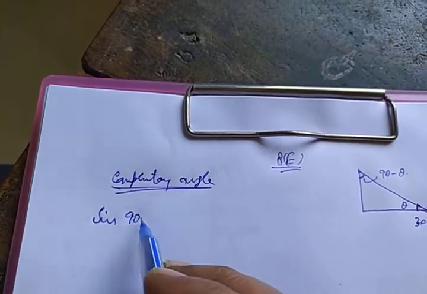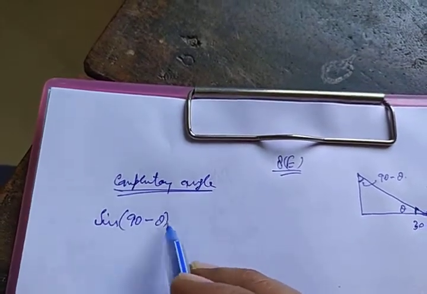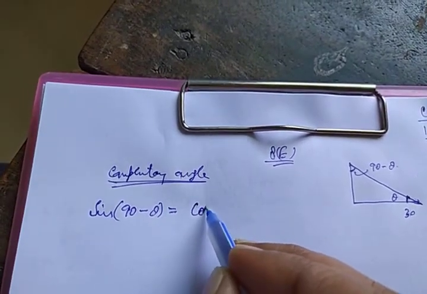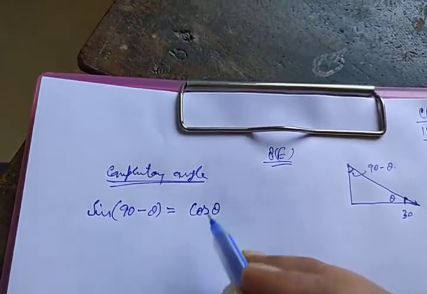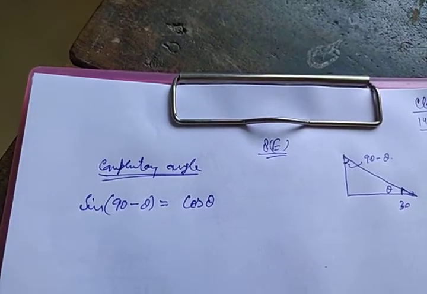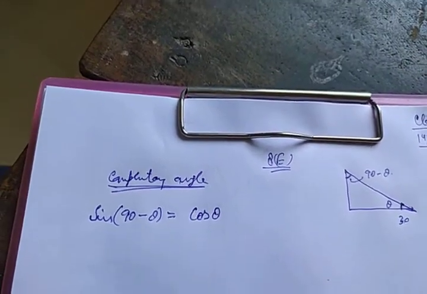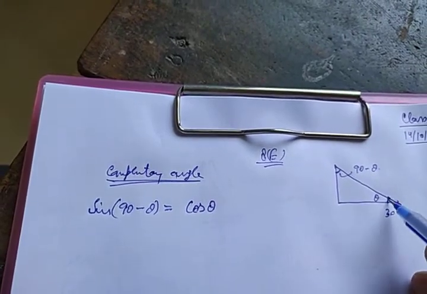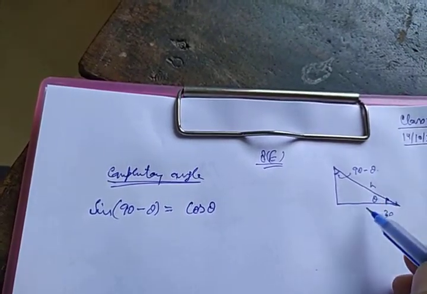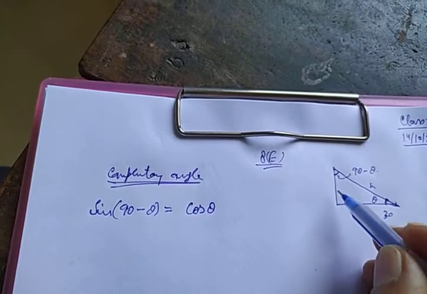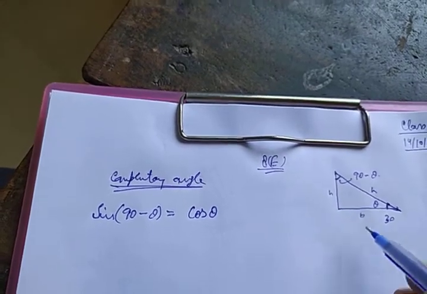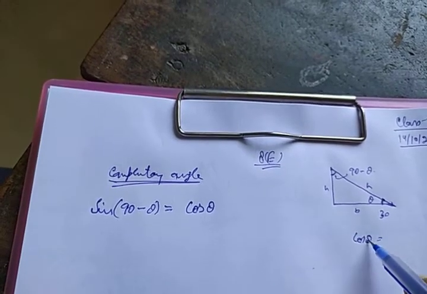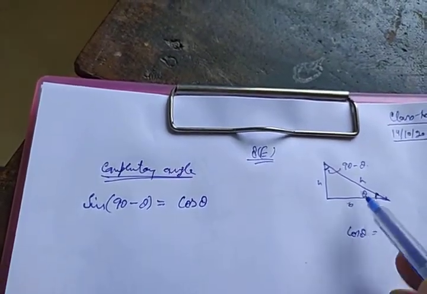Sin 90 minus theta, if it is written, then it will become cos theta. How will it follow, let us consider. This is hypotenuse, this is with reference angle theta, this will become height and this will become base. If you are writing cos theta, this will become how much? B upon h.